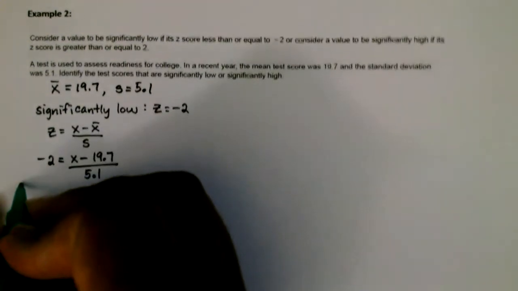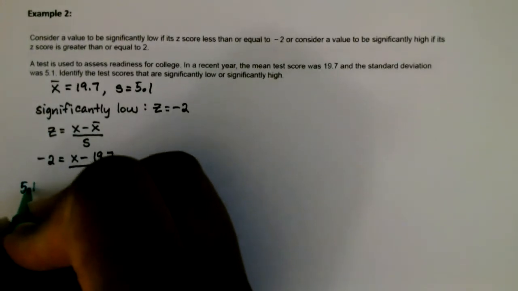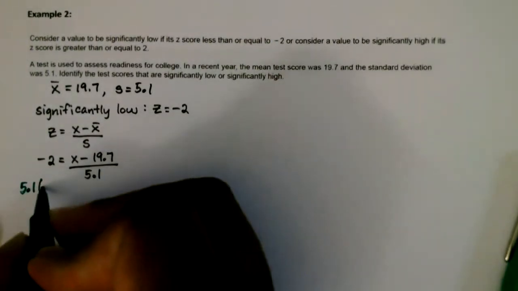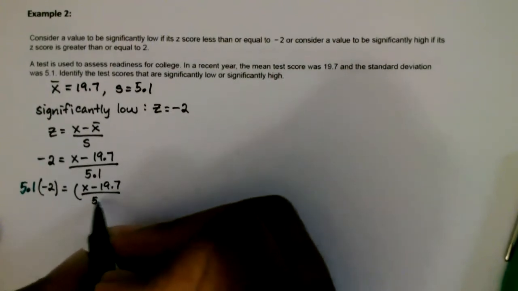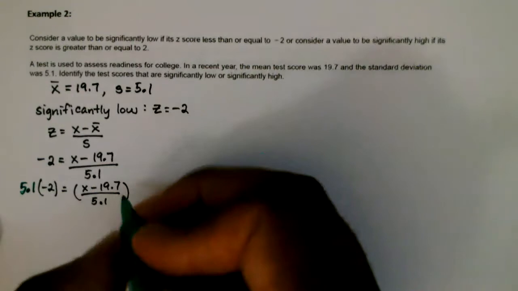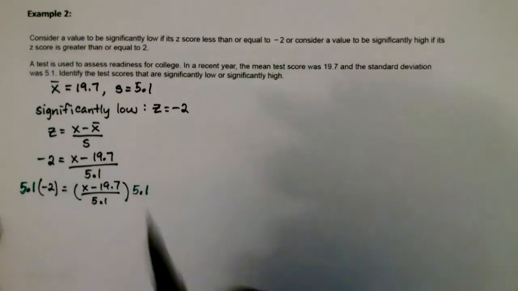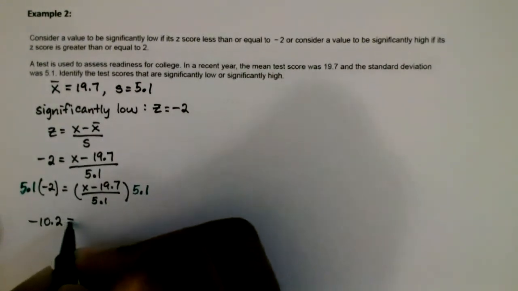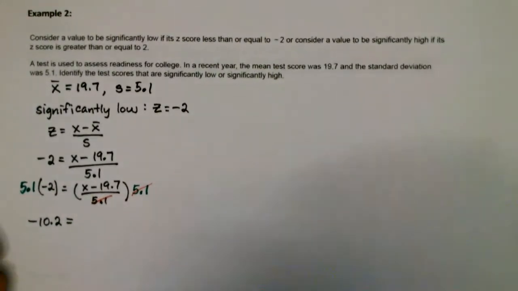Okay. So this -2 will be multiplied by 5.1. And the x minus 19.7 divided by 5.1 will be multiplied by 5.1. So when I simplify this, 5.1 times -2 would be -10.2. That's equal to, now on the right side, the 5.1 in the numerator and the denominator divide out. So I'm going to have x minus 19.7.